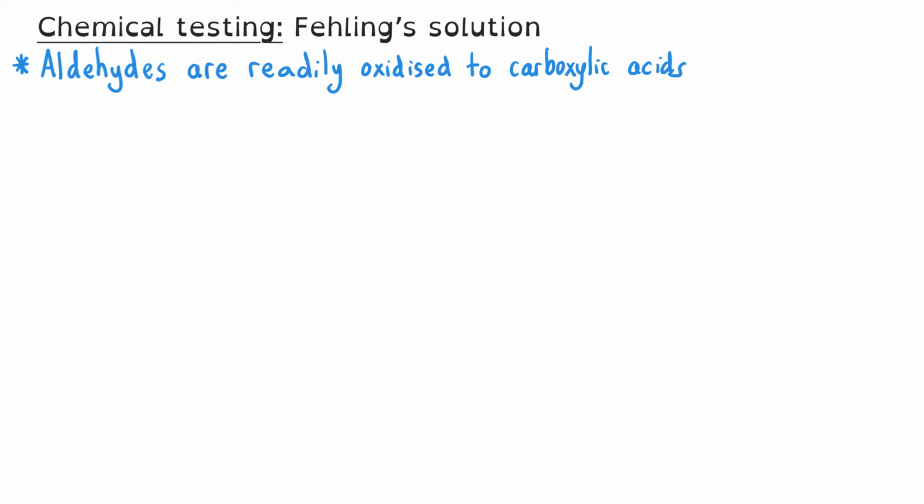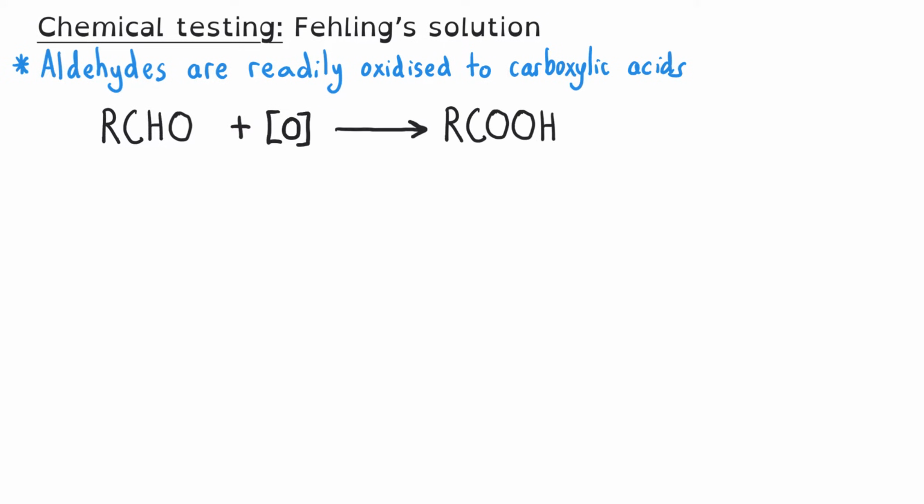Aldehydes are readily oxidized to form carboxylic acids, and a general equation for this would have an aldehyde, and this is a general formula for an aldehyde, reacting with some kind of oxidizing agent. And when you write oxidation equations, you can just use a capital O inside square brackets to symbolize the oxygen from the oxidizing agent. And then it turns into a carboxylic acid. And so we've got an R group with the carboxylic acid functional group COOH.